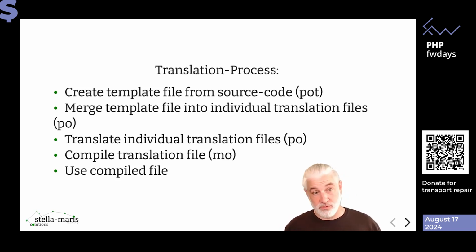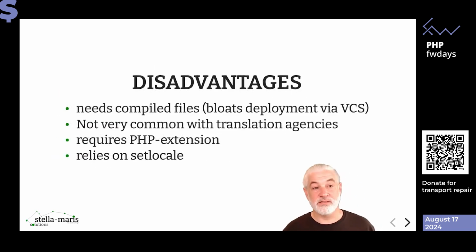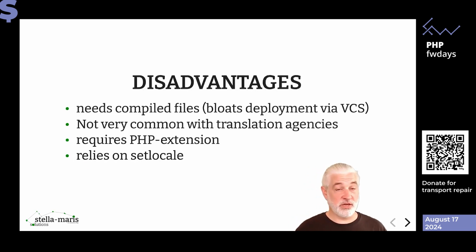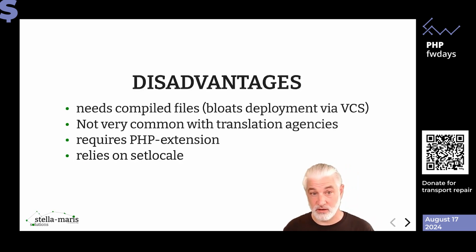When you have multiple of these PO files, you send them somewhere so that they can actually be translated, and then you get the translations back, and then you compile those translation files into MO files. So these are actually binary files, and these binary files are then actually used in your translation. You probably see the disadvantage right away, which is it needs compiled files. Whenever the string changes, you have a changed binary file, which bloats deployments via version control systems.